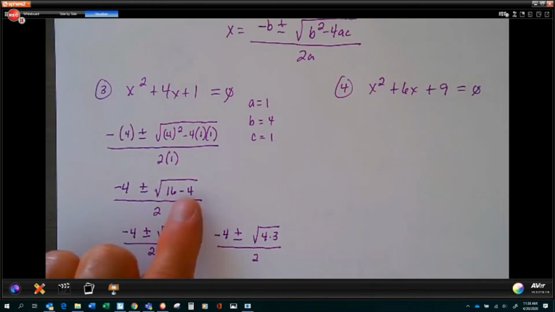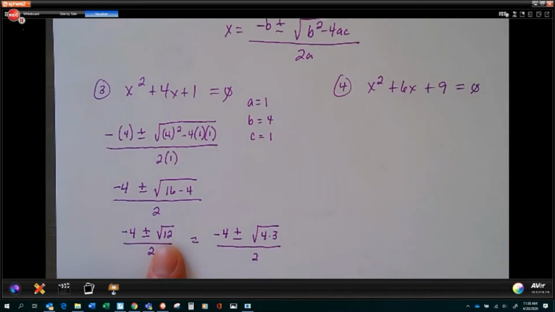Okay, the next step is to simplify. We end up with a radical 12 under here. 16 minus 4 is 12. Now, we can simplify this radical into square root of 12 is also equal to square root of 4 times 3, or we can choose the decimal route, and I'll go both routes here in a minute. Now I simplify this 12 to a 4 times 3.